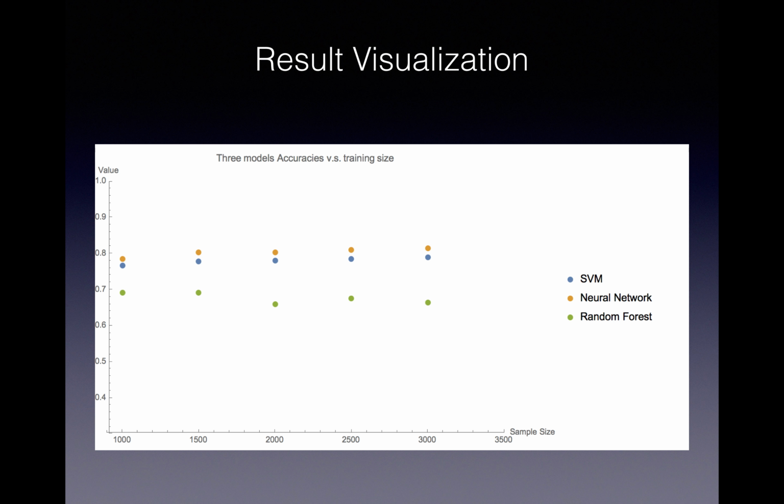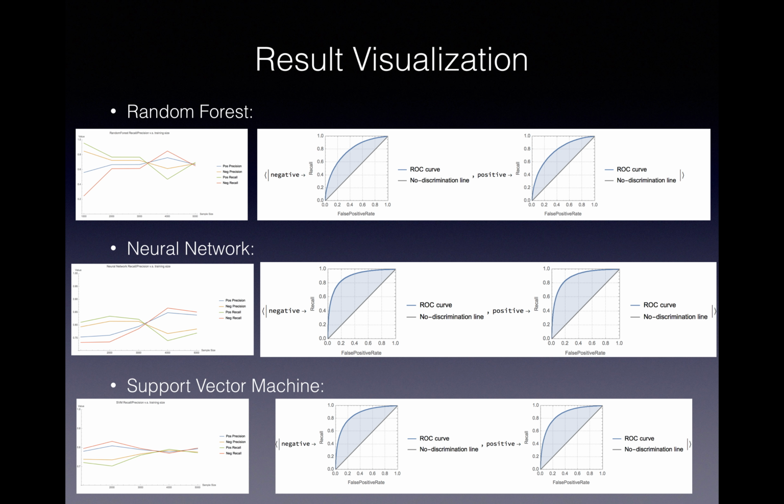The SVM and neural network have around 80% accuracy. They are quite good. What's more, based on my experiments, the SVM took much less training time than the neural network. Then, let's scrutinize them in detail.